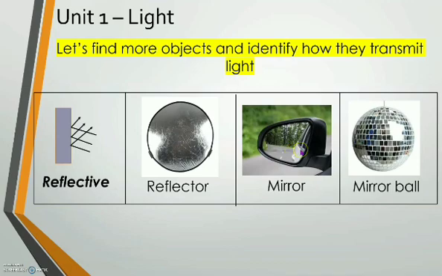The light is reflected. Another one is the mirror ball. We cannot see through the mirror ball because the light bounces back from the mirror ball. That's why we can see the reflection from the mirror ball when it hits with the light and bounces back. Very good, everyone.